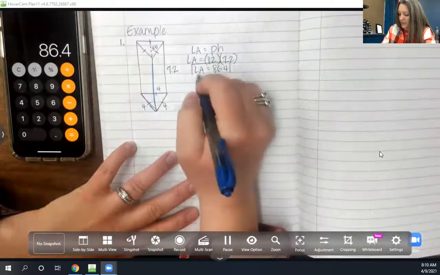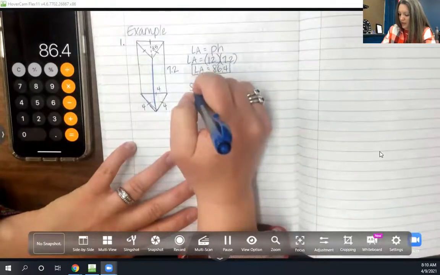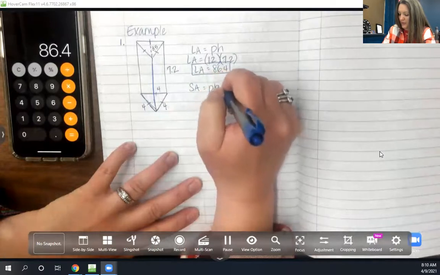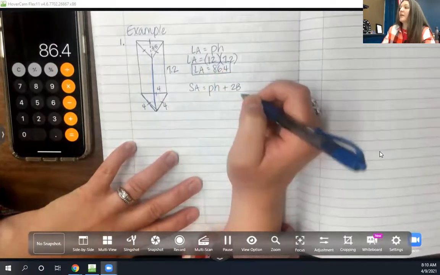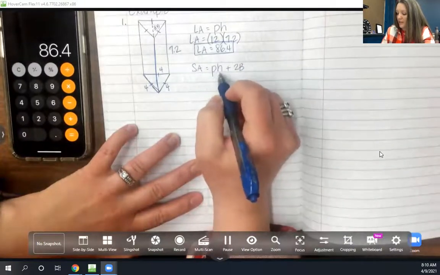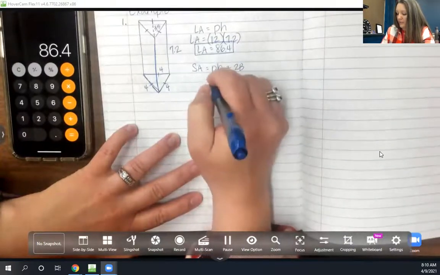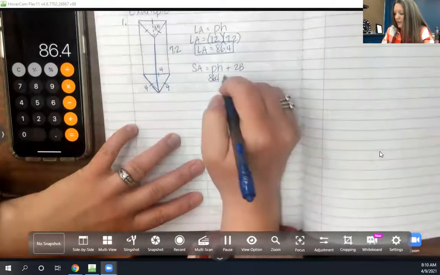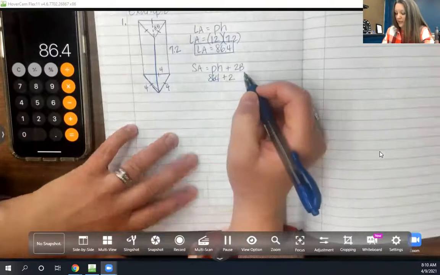This is nice because when I get to my surface area, it's my lateral area, or the perimeter of the base times the height, plus twice your base areas, right? So my lateral area is 86.4. That's great. I don't have to do any extra work, do I? Plus twice my base area.